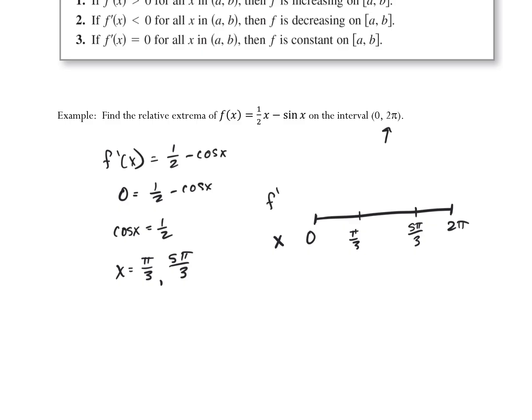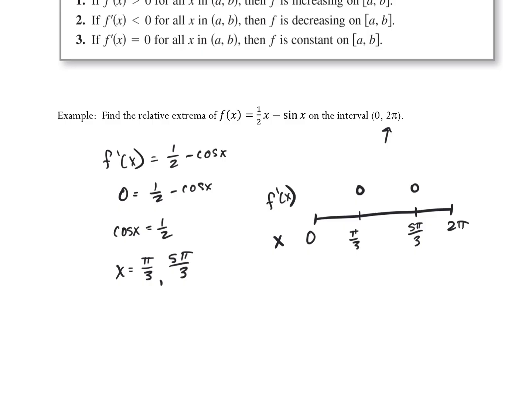Then what we're going to do is say, what do we know about the value of the derivative? We're going to put positives and negatives in here, and I want you to tell me the value of the derivative. At pi over 3 and 5 pi over 3, what's the value of the derivative? 0. So next, in between 0 and pi over 3, is the value of the derivative positive or negative?